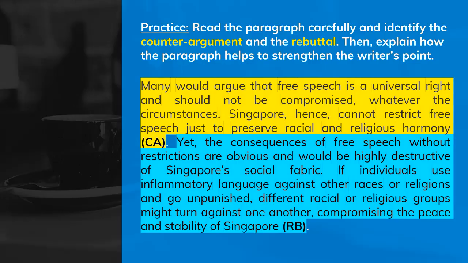So, "many will argue that free speech is a universal right" all the way until "to preserve racial and religious harmony" is to argue that it is important because it is your basic fundamental right, and that will be a counter argument to placing restrictions on free speech. But with the counter argument, you see the proportion? You mention that in possibly one or two sentences. Then after that you counter your counter argument, which is called a rebuttal. So using "yet" to showcase that it is the opposite.